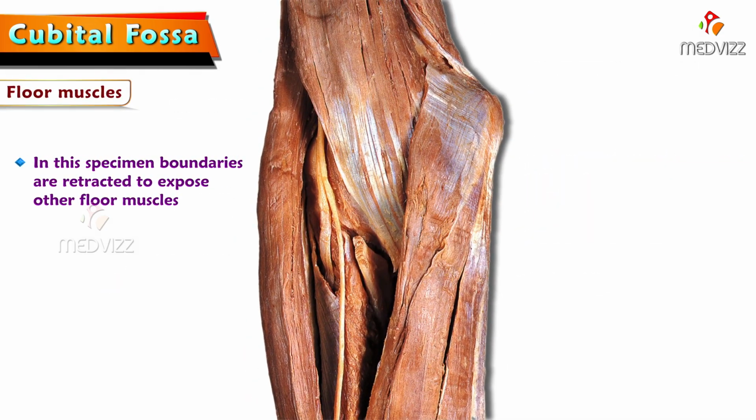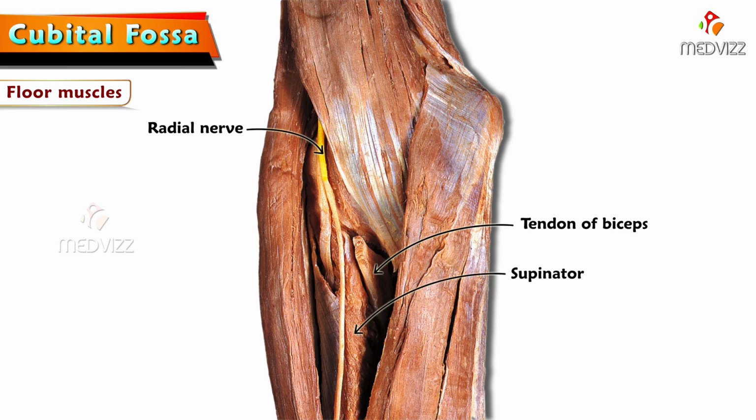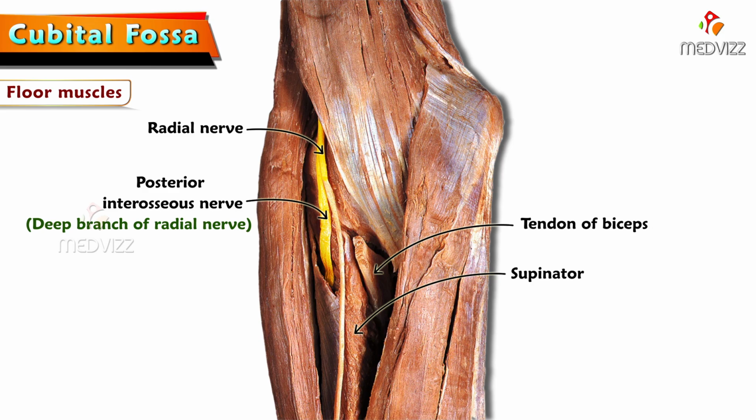In this particular specimen, the boundaries are retracted to expose the other floor muscles. Next to the cut end of the biceps tendon, the muscle here is supinator, which is pierced by a branch of the radial nerve. The supinator forms the lower part of the floor. Just next to the tendon of the brachialis, the radial nerve divides into the posterior interosseous nerve, the deep branch of the radial nerve, and the superficial branch. The posterior interosseous nerve perforates the supinator to enter the posterior or extensor compartment of the forearm. This completes the demonstration of the cubital fossa.